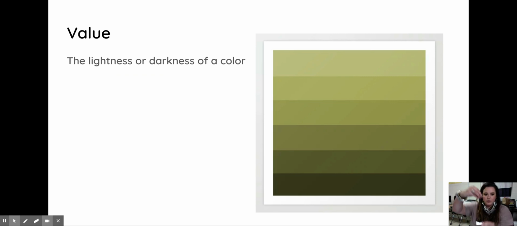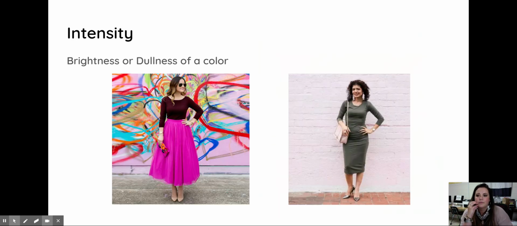So you have kind of your range of the darkness of that color. And the intensity is how bright or dull it is. So on the left, we have a girl wearing a fuchsia skirt. So her colors are very intense, whereas on the right, they're low intensity or kind of duller colors.